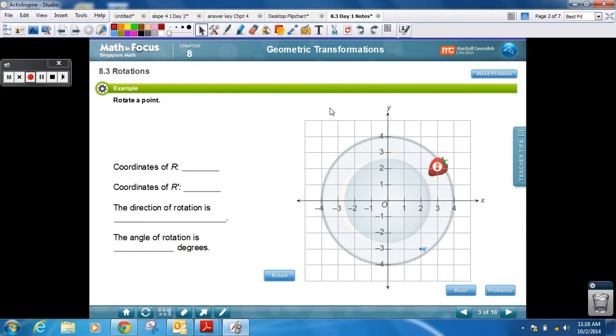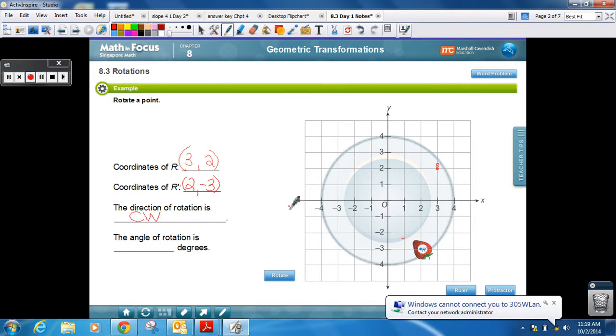Okay, our second example here does something very similar, but it's a little bit harder to measure the angle, so we're going to actually use a protractor. So to fill in what we need to know, we know the coordinates of R is at 3, 2. And if we go ahead and rotate that to its new location, R prime is at 2, negative 3. The direction of rotation, it went clockwise.